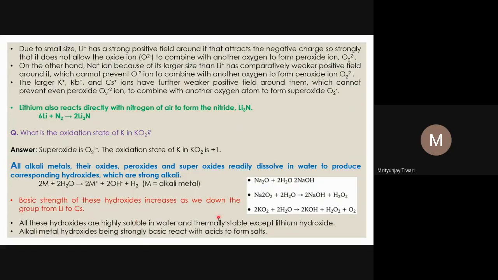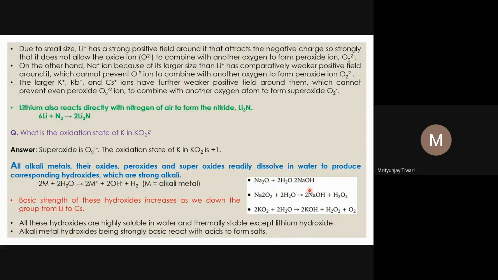The basic strength of these hydroxides increases as we go down the group from lithium to cesium. Why? Because the positive character of these compounds increases. All these hydroxides are highly soluble in water and thermally stable except lithium hydroxide. Lithium hydroxide is not very highly soluble in water, so we do not see 100% ionization. We can consider lithium hydroxide a weak electrolyte. Otherwise, all the other hydroxides are strong electrolytes.